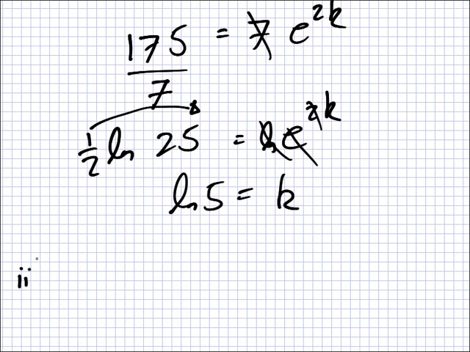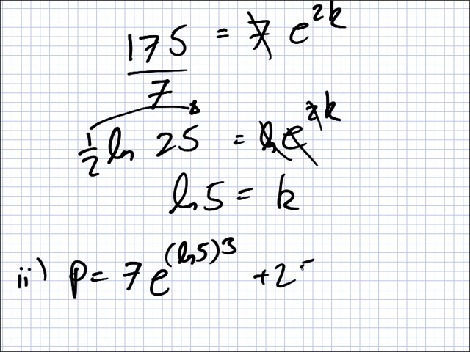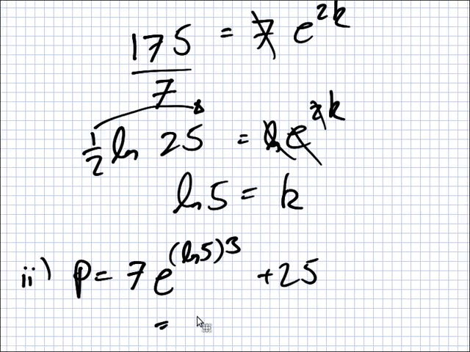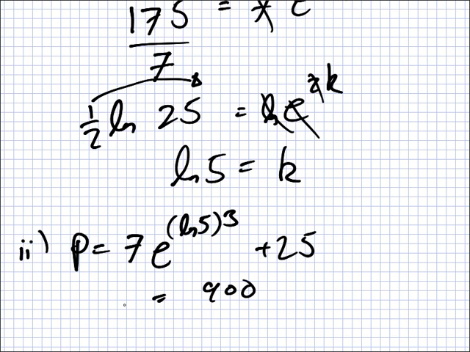What's the P when T is 3? Hang on, I can do this. No, I can't. What is it? 900. 900. Okay.